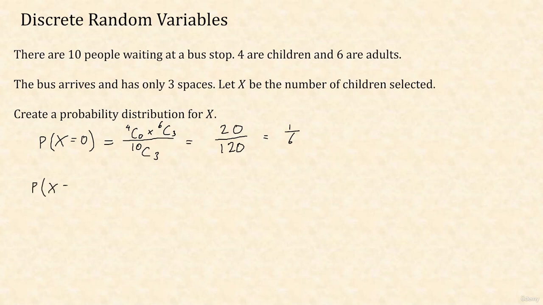Now for choosing 1 child, well, we just update what we had from above. Out of the 4 children, we choose 1. Out of the 6 adults, we now choose 2, and we still divide by 10 choose 3, because that's the total number of ways of choosing 3 people in general. So I can just key this in one go into my calculator. 4 choose 1 times 6 choose 2 divided by 10 choose 3, and this one is a half.